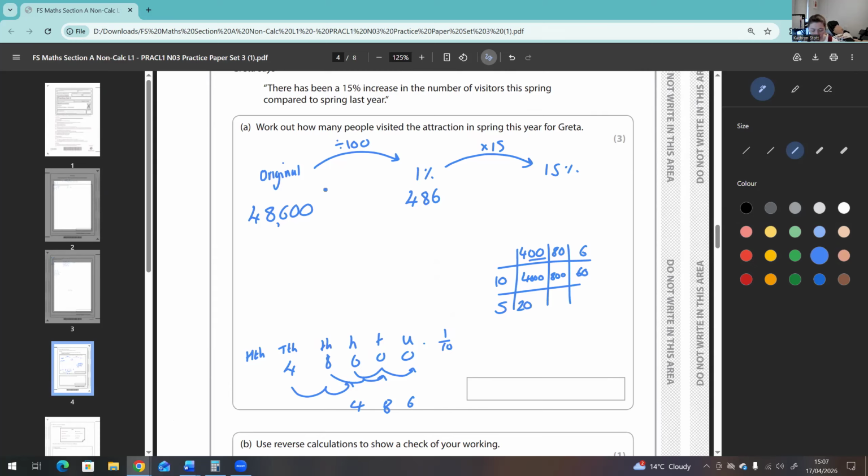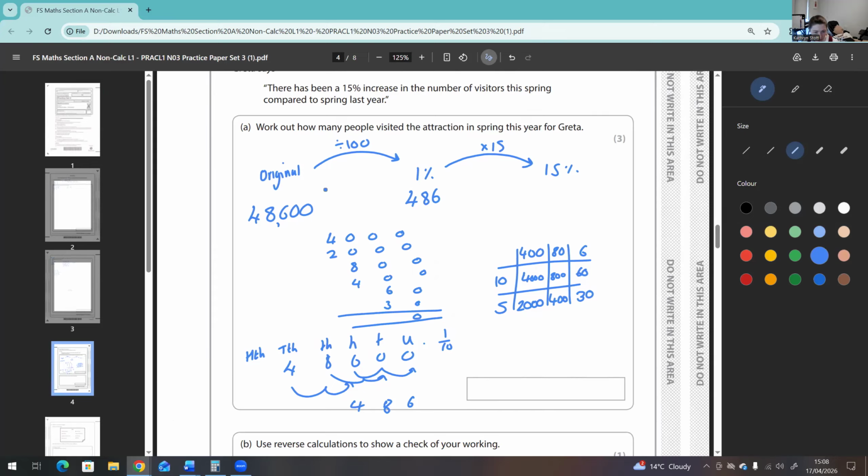Now add these 2 zeros to the end. 5 times by 8 is 40. Add this 0 to the end. 5 times by 6 is 30. I'm going to add these all together. So 4,000 added to 2,000, 800, 400, 60, and 30. Running out of space a little bit here.